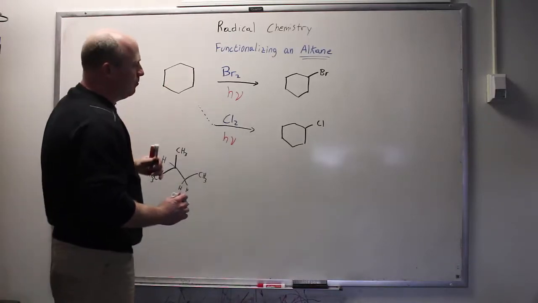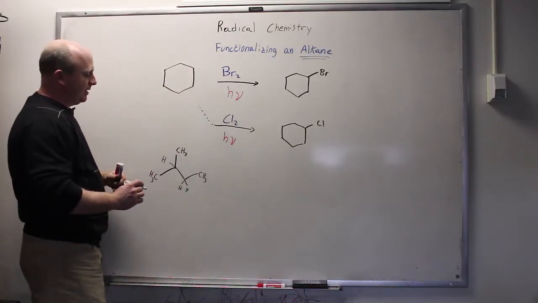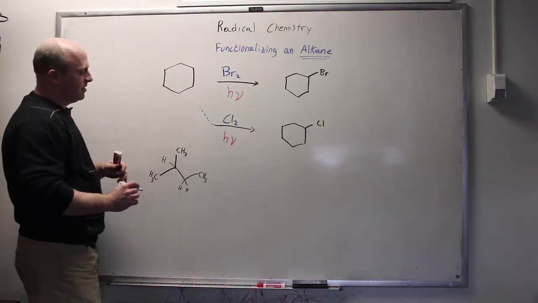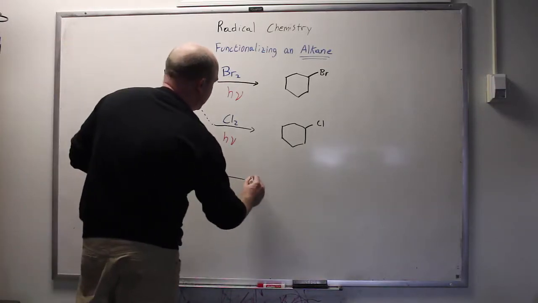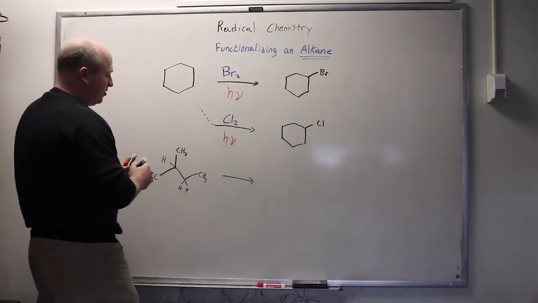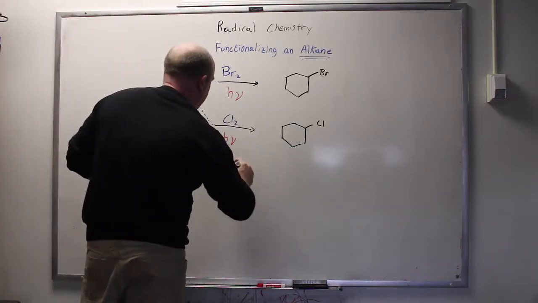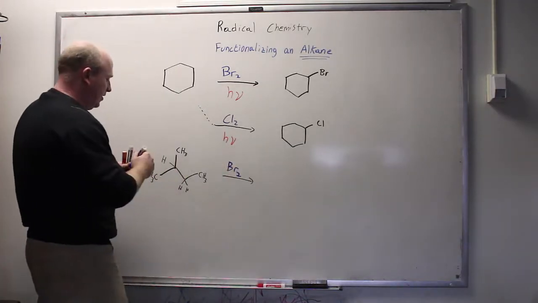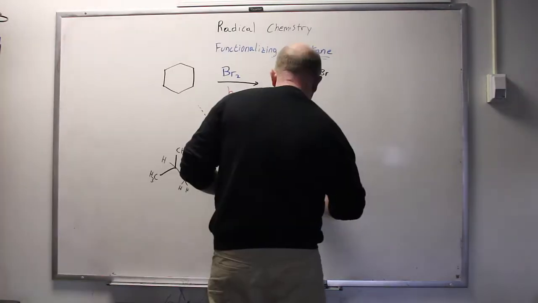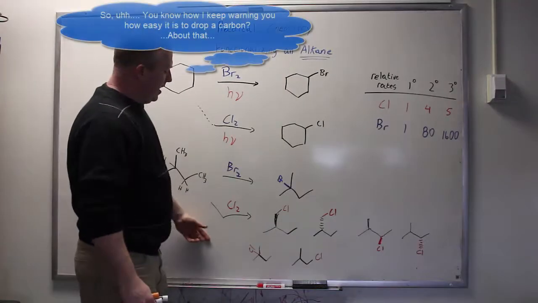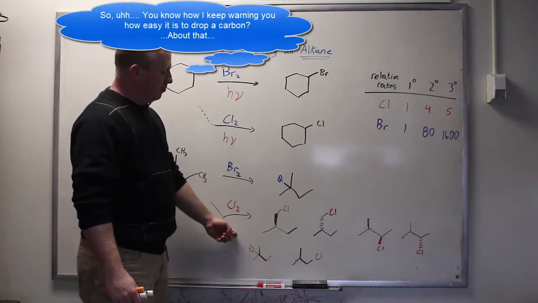Well, if you run the reaction with bromine, you will find that it is incredibly selective, and it is selective for the tertiary position over all the others, and so this becomes synthetically useful. If I run this reaction with bromine, then the product that I make will be entirely at the tertiary position, or almost entirely anyway. However, when you run the reaction with chlorine, you make an absolute plethora of products.